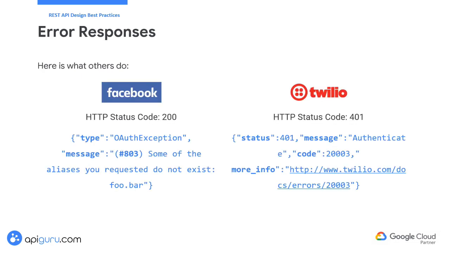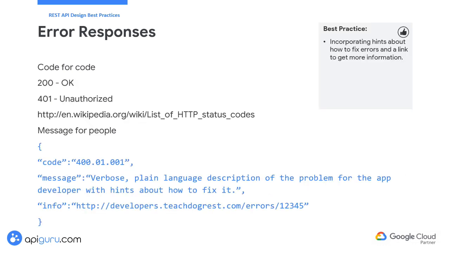Organizations provide various error response content. We recommend including hints on resolving errors and a link for more information. This not only aids developers in troubleshooting, but also enhances the overall user experience by guiding them toward a solution.